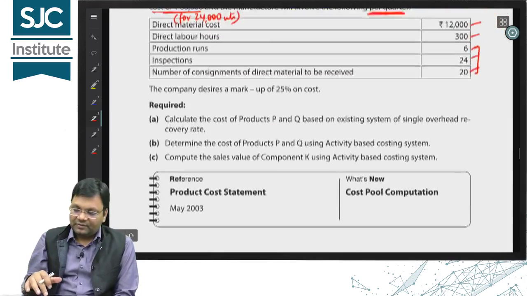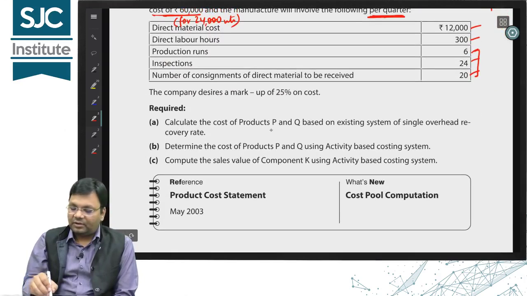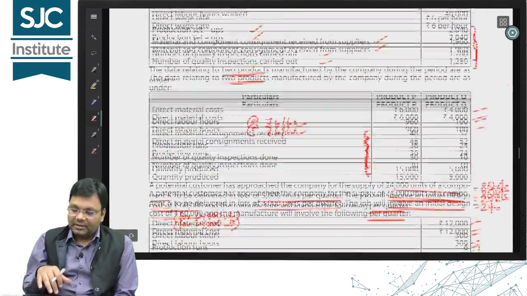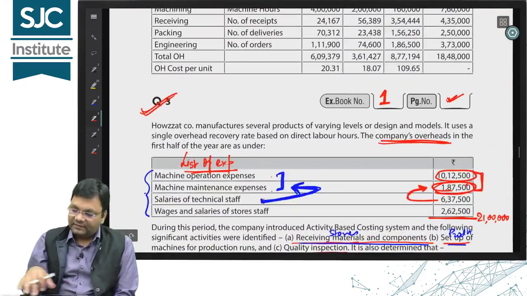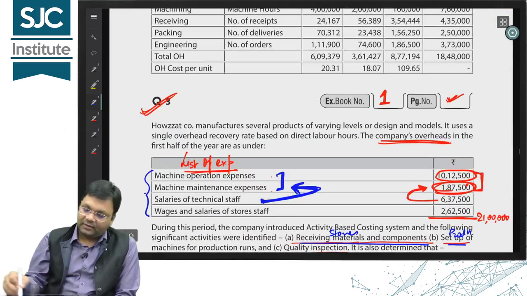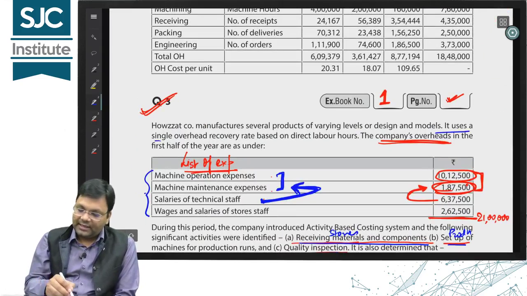So what does the question want from us? First, calculate the cost of product P and Q based on the existing system. What is the existing system? It was in the first line. It was written that it uses a single overhead recovery rate based on direct labor hours.